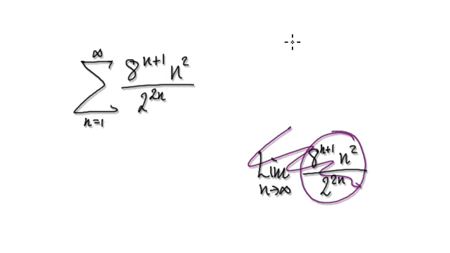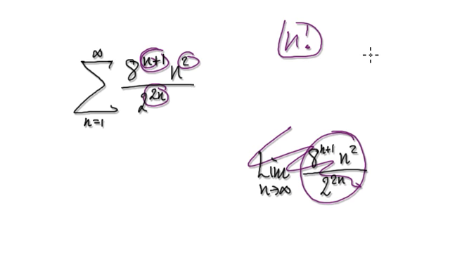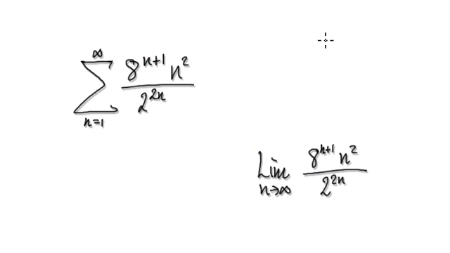When it comes to n factorial, or when it comes to exponents, we should think about the ratio test. Here we've got exponents, because with the ratio test you can simplify n factorial or exponents easily. Whenever you see n factorial or exponents, you should think about the ratio test. So let's forget about this and just jump to the ratio test.